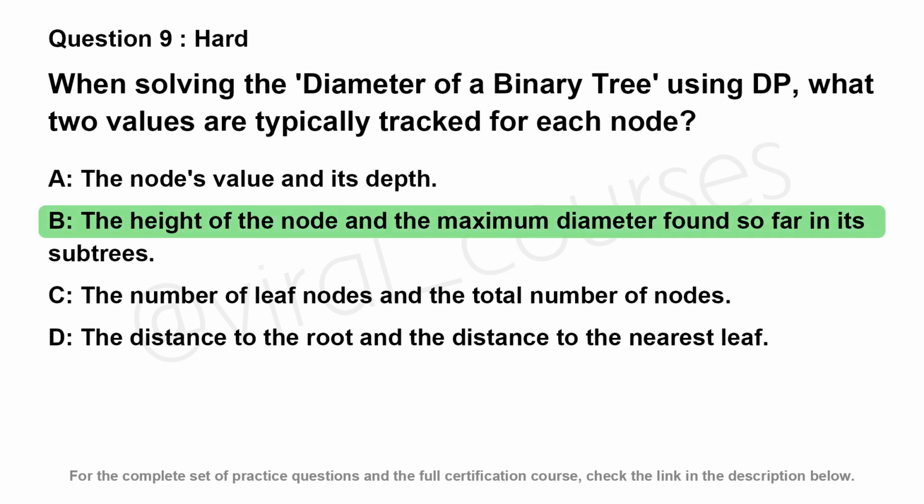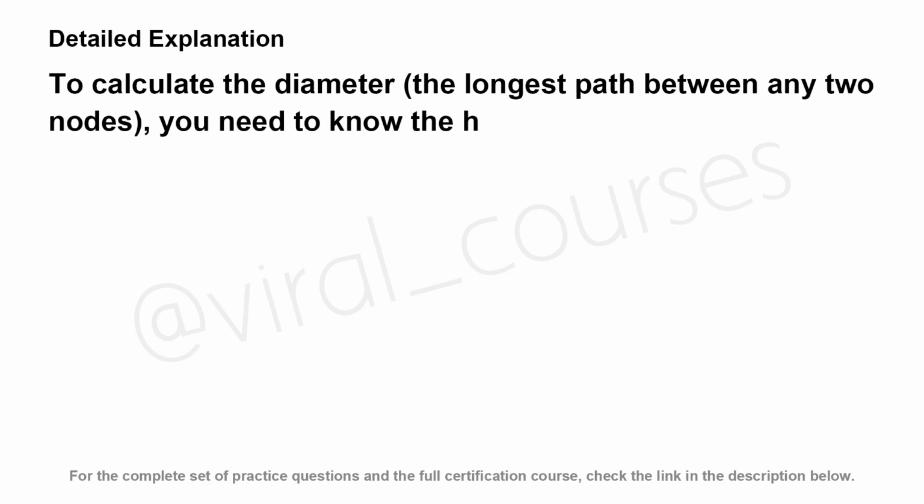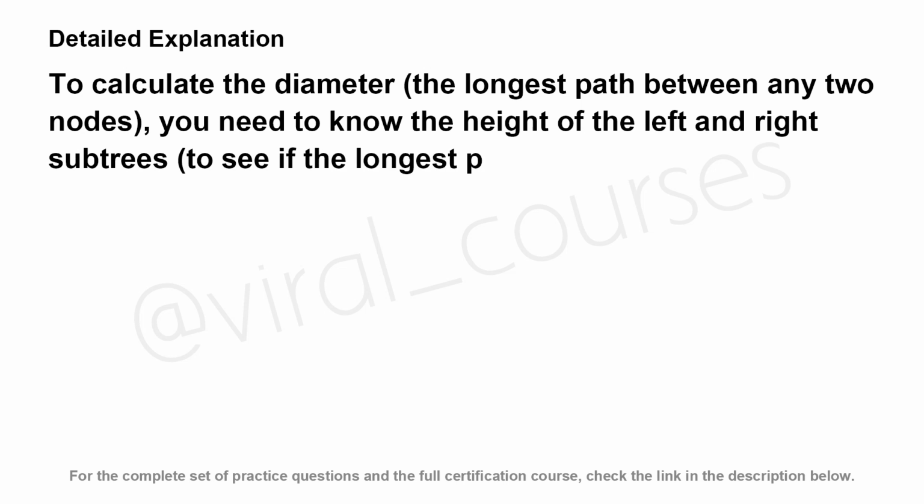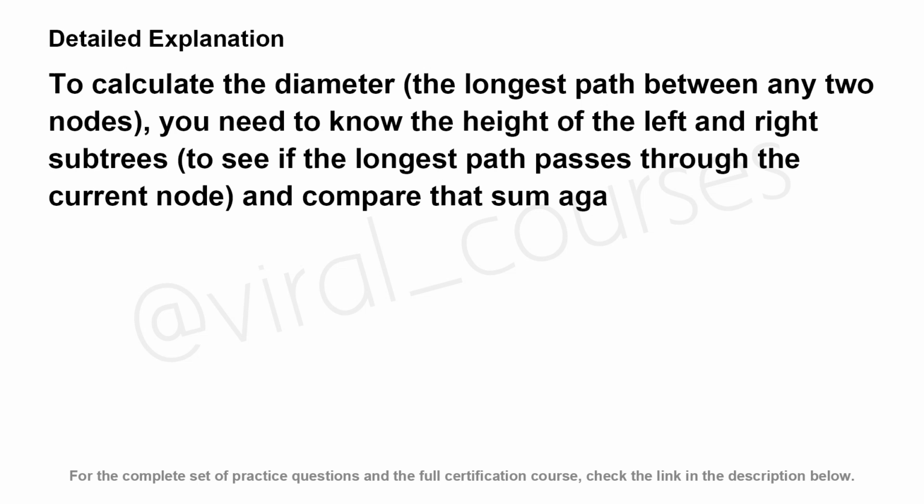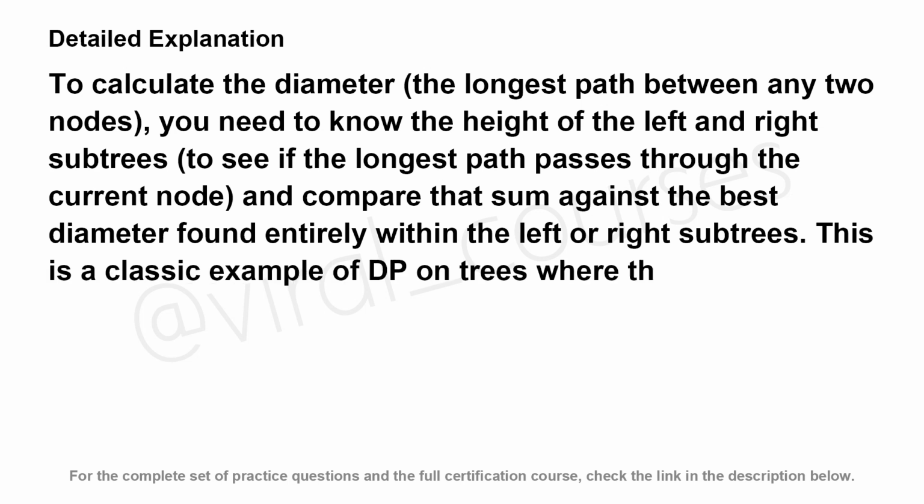The correct answer is B. To calculate the diameter, the longest path between any two nodes, you need to know the height of the left and right subtrees, to see if the longest path passes through the current node, and compare that sum against the best diameter found entirely within the left or right subtrees. This is a classic example of DP on trees where the state is passed upward.